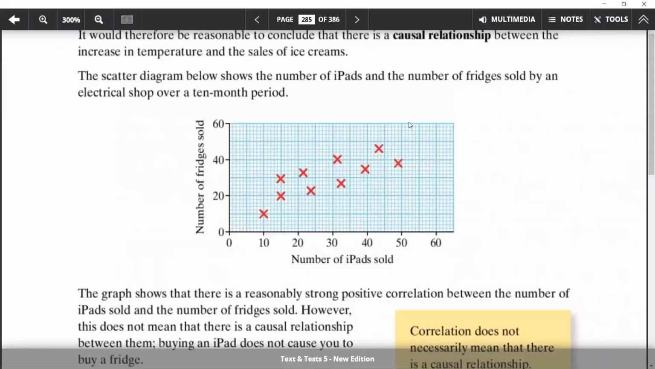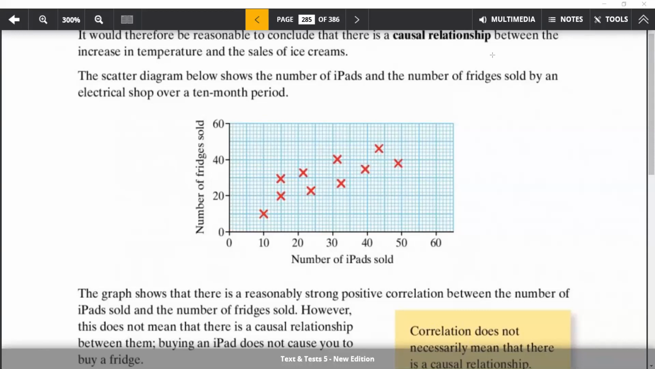Okay, this diagram on page 285 shows the number of fridges sold increasing as the number of iPads sold increases as well. So there's a positive correlation, and a reasonably strong positive correlation there. But people aren't buying more fridges just because they have more iPads. That's not what's happening. So there is no causal relationship here. Probably what you're seeing here is the effect of a stronger economy and people just buying more of both products.